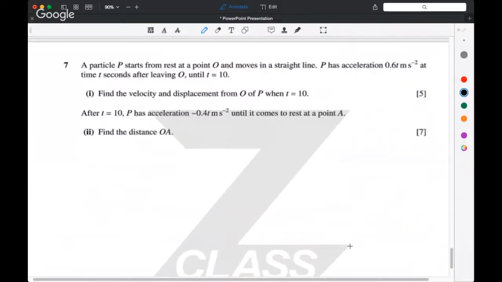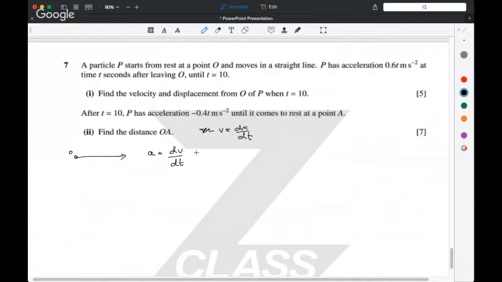Question 7. So this is all about differential equations. So we have our particle P, and it's going to start at this point O, and it's going to head outwards. And we're given the acceleration. So what is the acceleration in terms of derivatives? Well, the acceleration is just equal to dv/dt, right? And in turn, v is equal to dx/dt. We'll get to that in a second.